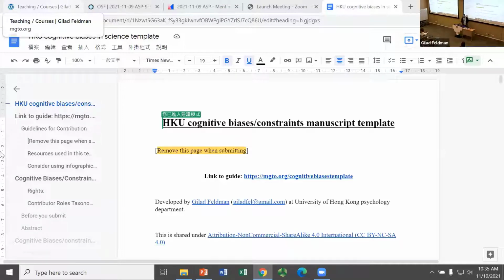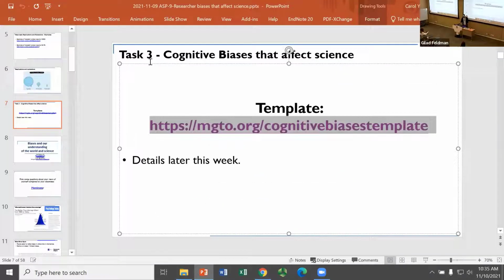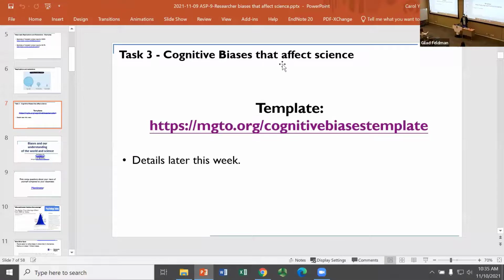For the third task, this is the third task that we're talking about. It's about cognitive biases that affect science. It's a relatively simple task compared to everything that you've done before. For your RRR assessments and for your application extension, it's very empirical. You have to do lots of stats, power analysis, R, Jamovi. This one is more like a review paper.